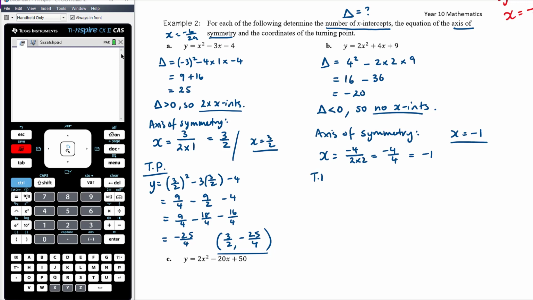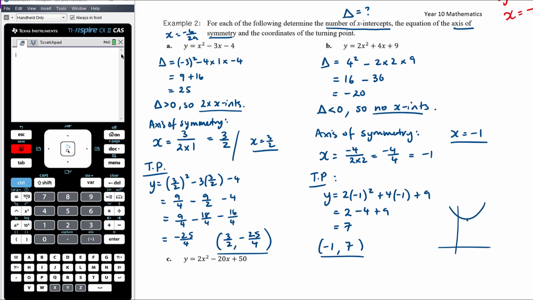And then our turning point is going to be when x equals negative 1, what does y equal? So, 2 times negative 1 squared plus 4 times negative 1 plus 9. So that's 2 times positive 1, so that's 2 minus 4 and plus 9. 2 plus 9 is 11, take away 4 is 7. So the turning point has coordinates negative 1, 7. So no x-intercepts, but you've got the turning point at negative 1, 7, and so therefore a sketch at this point is really efficient. Y-intercept, you can see from the equation, is 9.